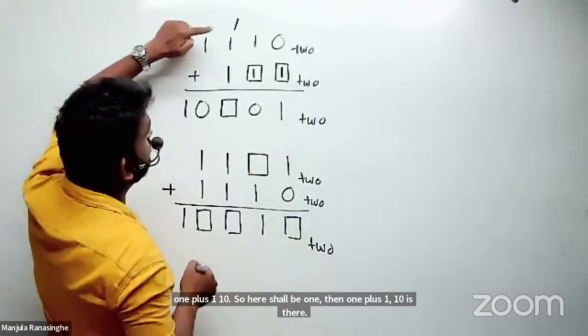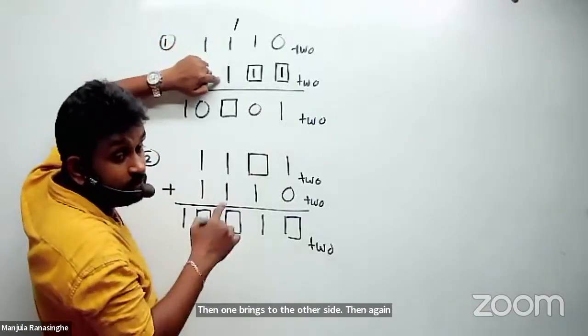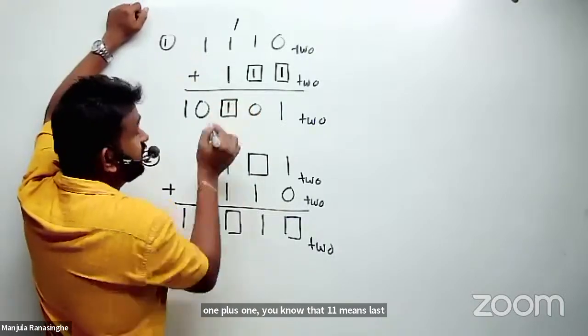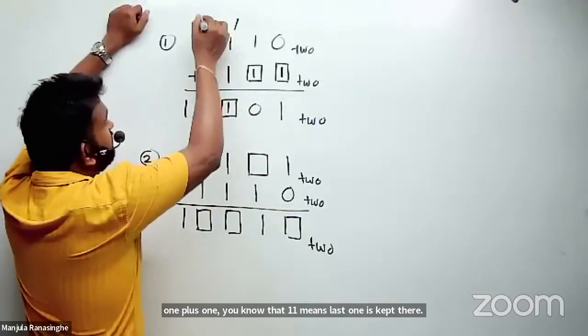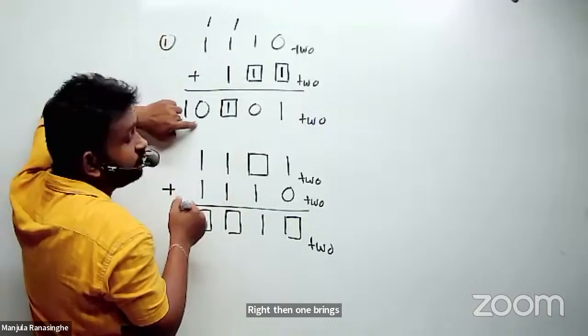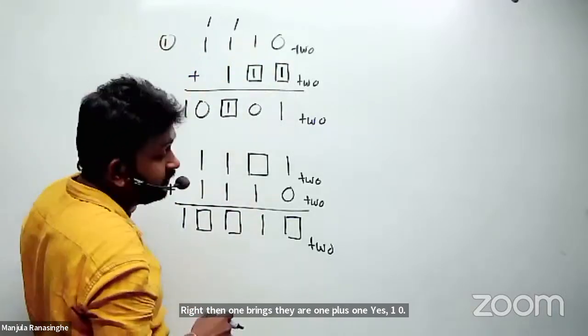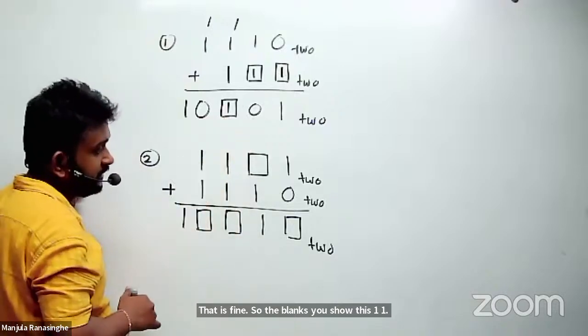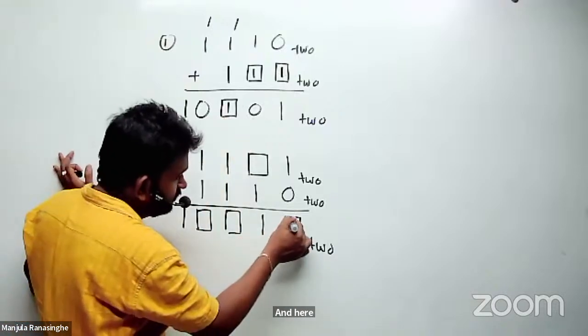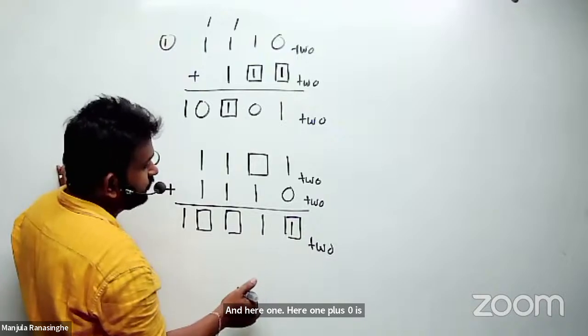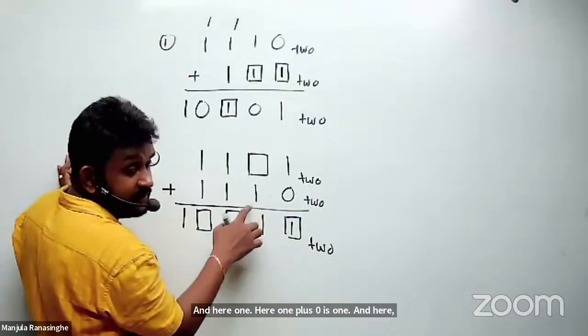Then again 1 plus 1 plus 1, you know that is 11, so the last 1 is kept there. Right. Then 1 carries there. 1 plus 1, yes, 10. That is fine. So the blanks give you this 1, 1. And here 1. Here 1 plus 0 is 1. And here 1 should be the answer.